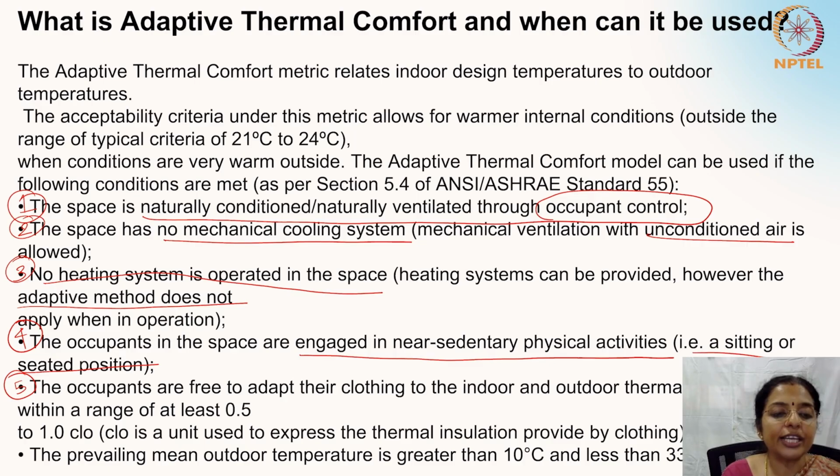Fifth is the occupants are free to adapt their clothing to the indoor and outdoor thermal environment within a range of 0.5 to 1 clo. Not more than that, not less than that. And the prevailing mean outdoor temperature must be greater than 10 degrees centigrade and less than 33.5 degrees centigrade.